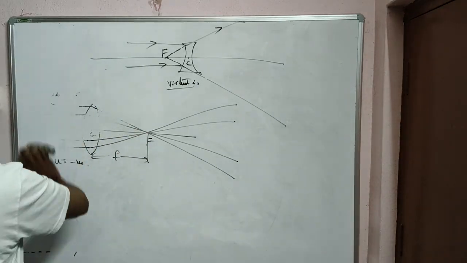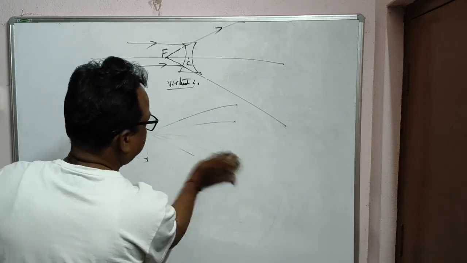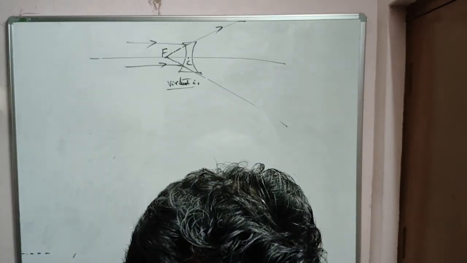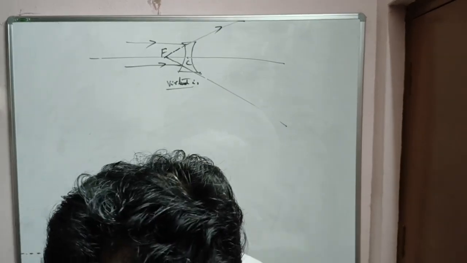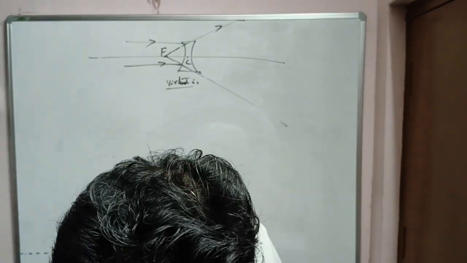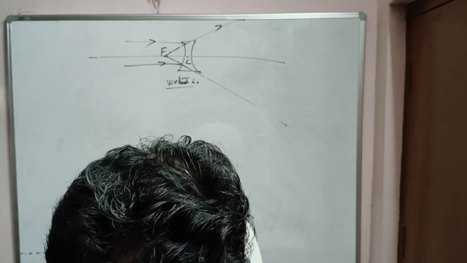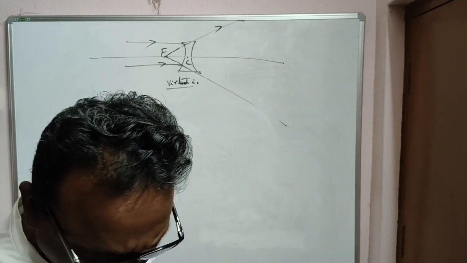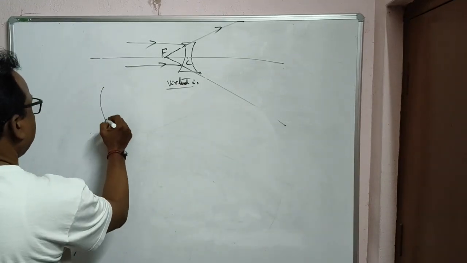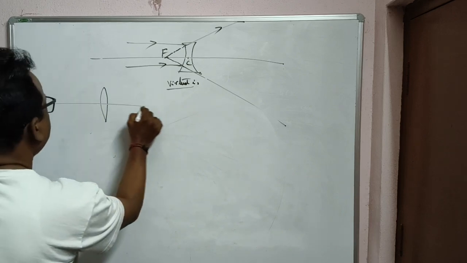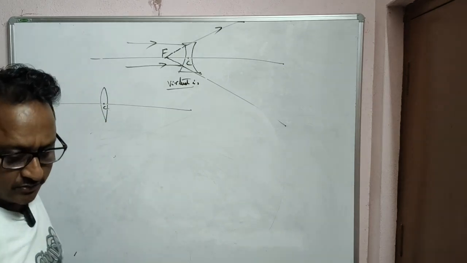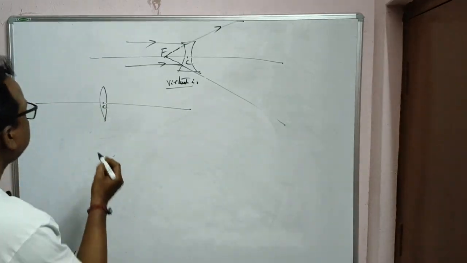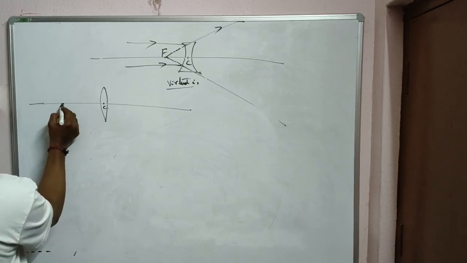Now, there are some important things to discuss regarding concave and convex lenses, that is, the ray diagram. Very, very important, please. See here, for example, for a convex lens, this is the optic center. Suppose the light ray is going through the principal focus.